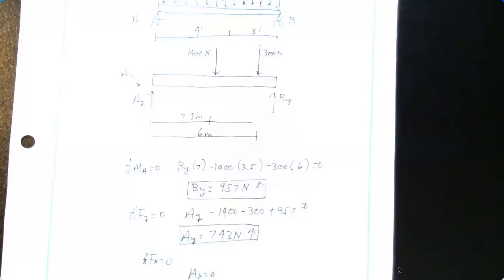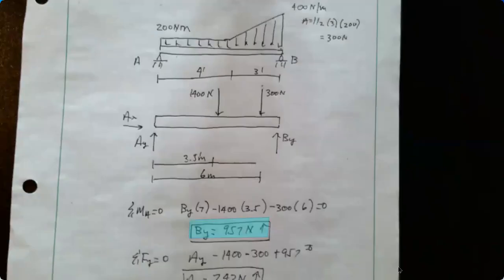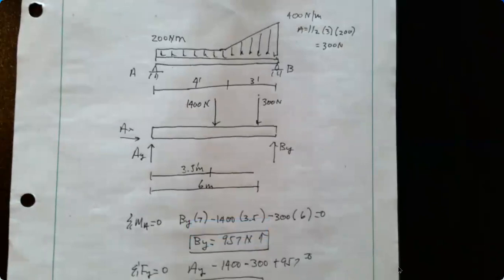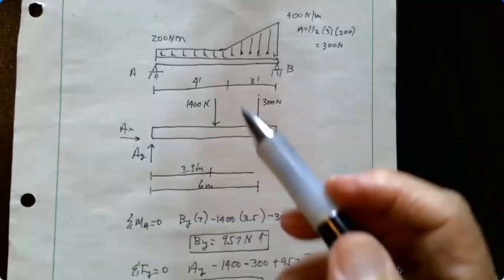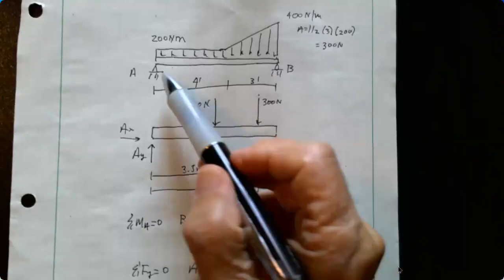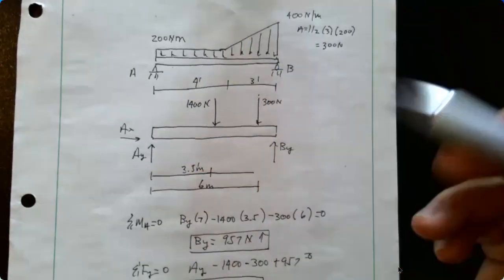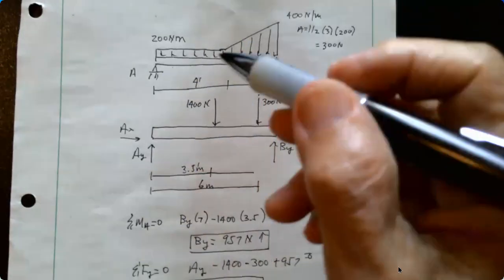I'm going to show you one additional problem. This is an important problem that will take us into the next chapter in particular, when we continue on with this analysis of beams as we go through. So again, we have a simple beam, A and B. We'll talk about reactions next lecture a little bit more.